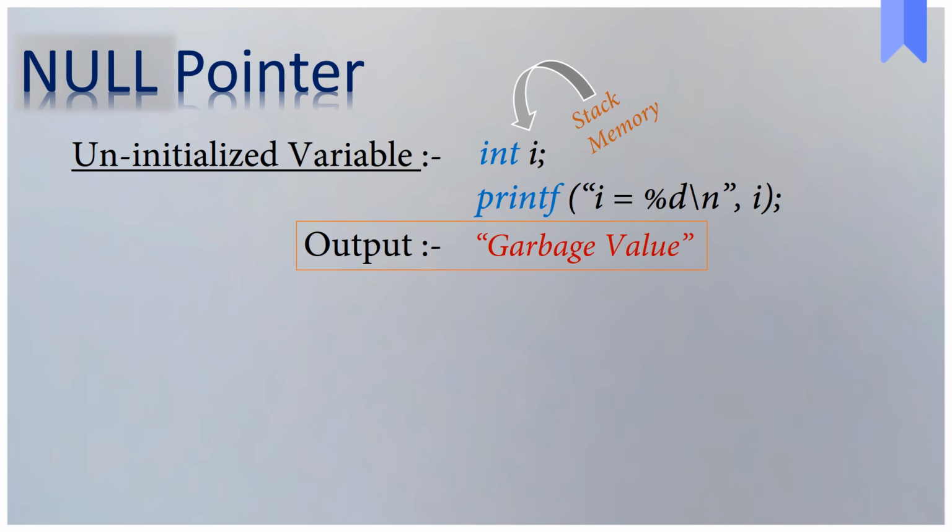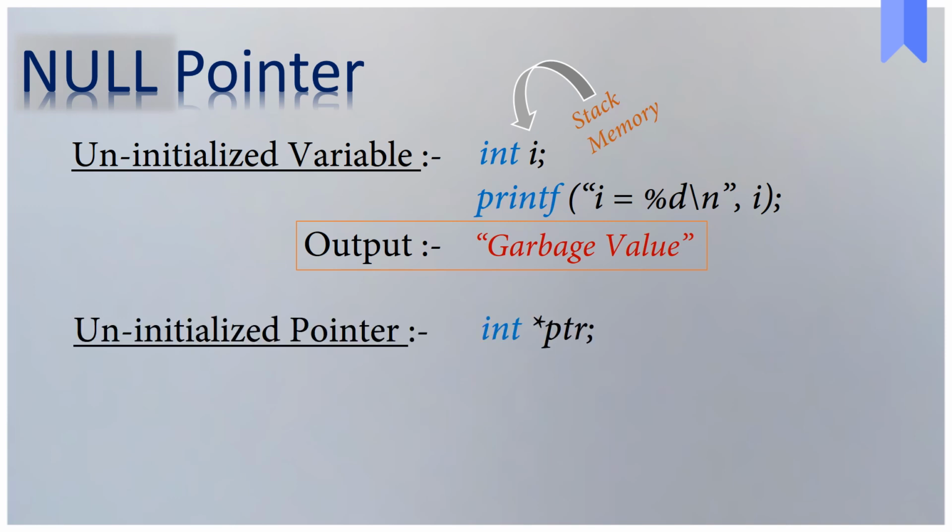Now let's see how a pointer will behave under same condition. We have a local integer pointer variable which is not initialized yet. If we try to print the value stored in this pointer variable, can you guess again what will be the output? Same, from the stack memory concept, all uninitialized variables will have garbage value. There is no problem with this statement. It will print the garbage value.